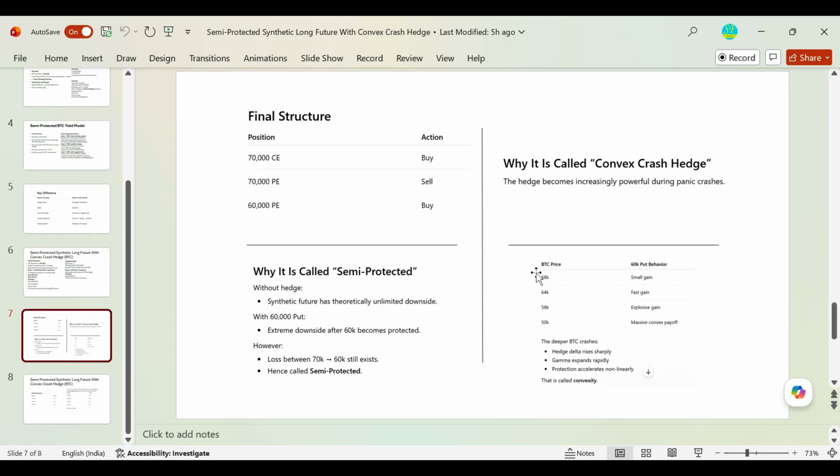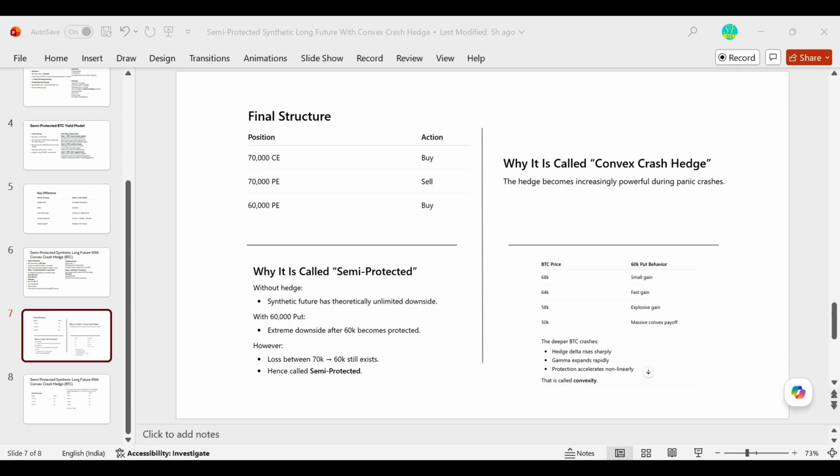So here, your final structure will be like this. You will be buying a call, selling a put, and along with that, you should buy a put. This will be only for a convexity crash situation, where it can give you the profit. If you have any query, you can keep asking in the question pane. At the end of the session, I will be taking it.